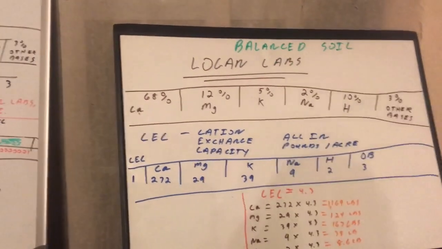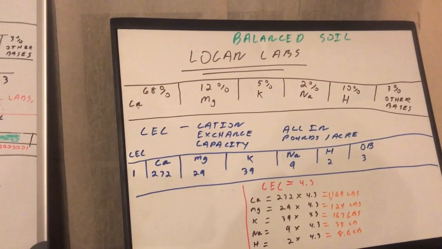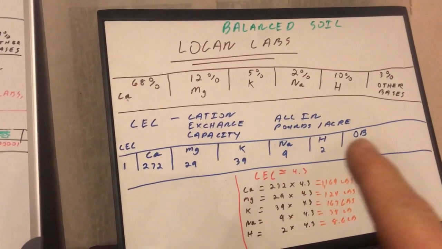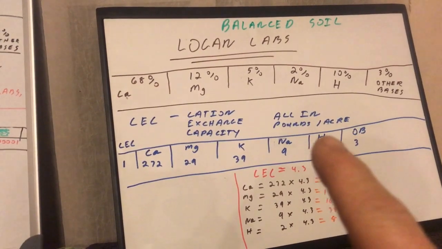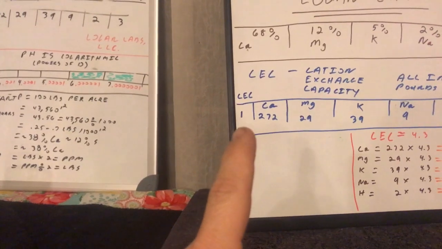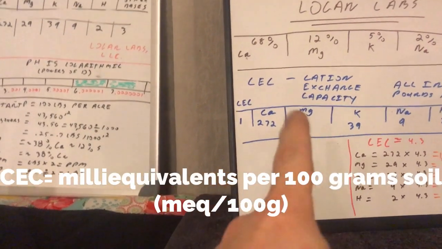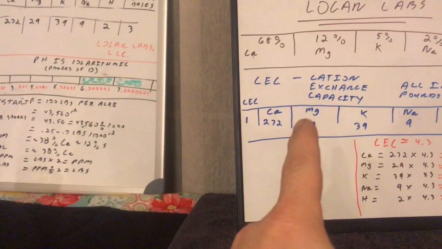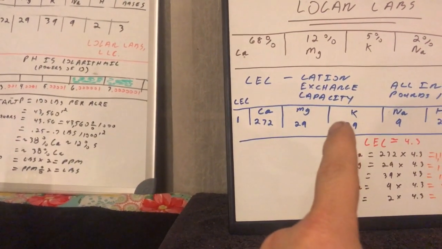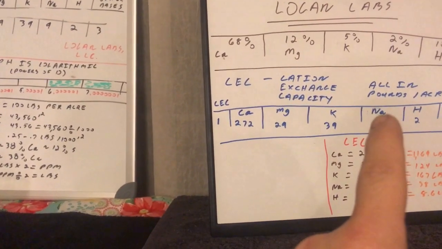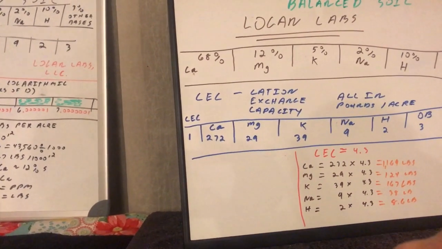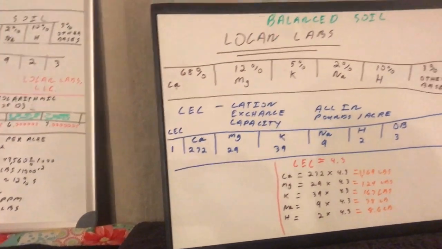There's that word again, cation. CEC stands for cation exchange capacity, and all of these numbers will be represented in pounds per acre. So for 1 unit of CEC, or 1 milliequivalent, you have 272 pounds of calcium per acre, 29 pounds of magnesium per acre, 39 pounds of potassium per acre, 9 pounds of sodium per acre, 2 pounds of hydrogen, 3 pounds of the bases.